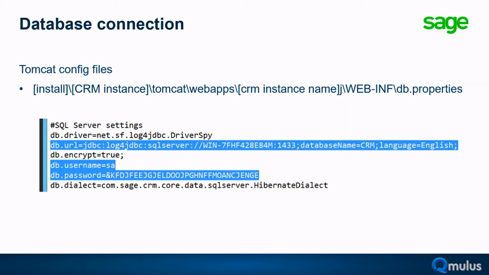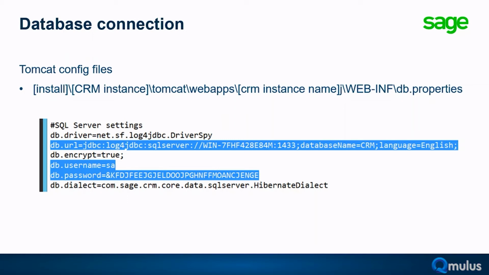There's a few things in the db.properties file, but what you're mainly looking for is the db.url, db.username, and db.password. With the db.url, you'll see that it has a portion called SQL Server, and that is my SQL Server with my port number and my database name for my CRM database, as well as language equals English, which is the default for my server. Then the db.username is my SQL username, and then the db.password you'll see is an encrypted password.